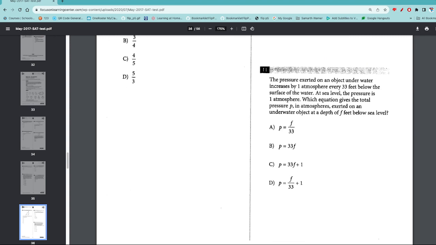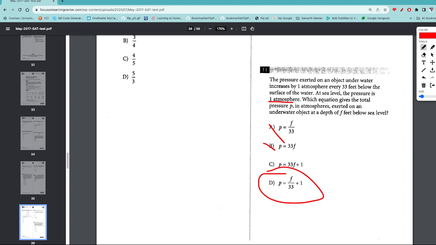Hold on. Okay, this is some sort of increasing equation. The pressure exerted on an object underwater increases by 1 atmosphere every 33 feet. At sea level, the pressure is 1, so we need to start at 1. Okay, and then it's saying that every 33 feet, the pressure is increasing by 1. So it should be something like this. So 11 is D.